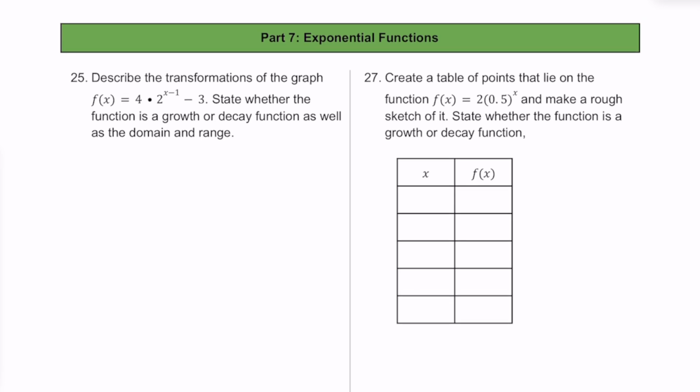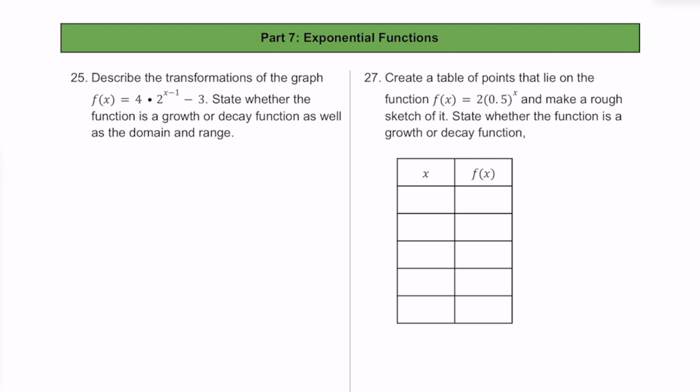In 25, it says to describe the transformations of the graph f of x is equal to 4 times 2 to the x minus 1 power minus 3. Let's go ahead and state whether the function is a growth or decay function, as well as a domain and range. Okay, so let's think about this for a moment.